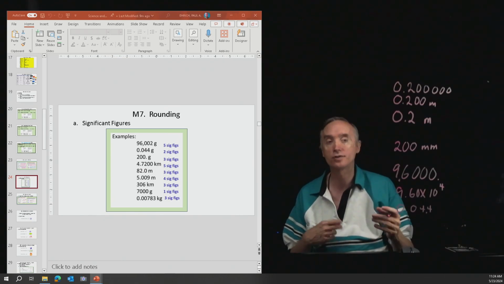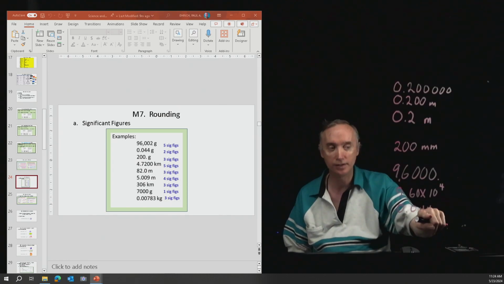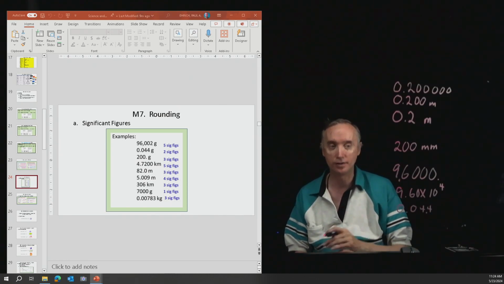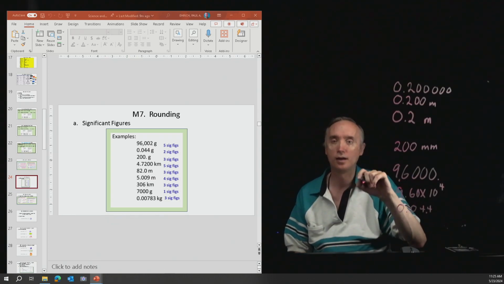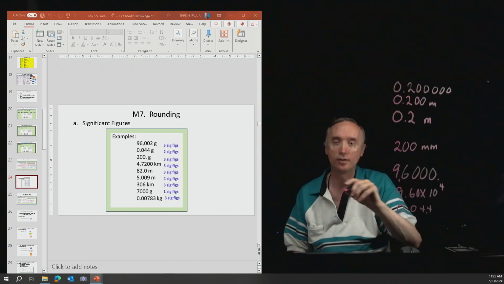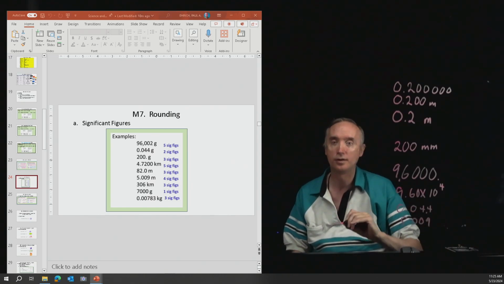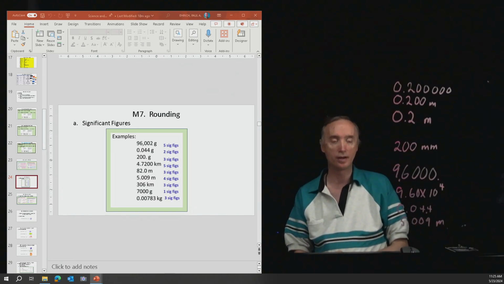So 4.4 times 10 to the negative 2. And so now you can plainly see that that only has two significant figures if you were to write it in scientific notation. Okay, what about the one over here that says 5.009 meters? How many significant figures does that one have?